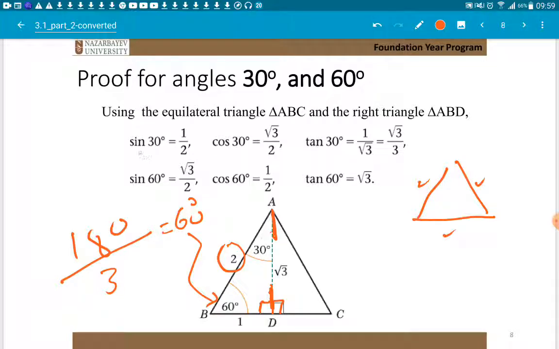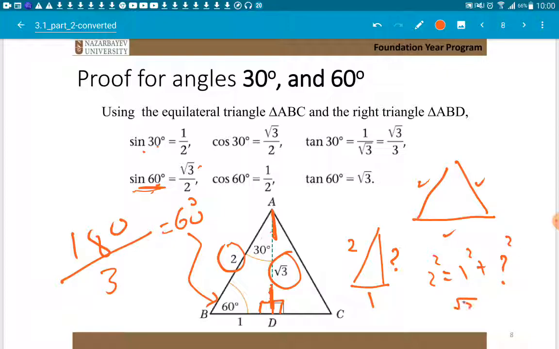Now you could apply sine 30, or let me start with 60. Sine 60 here is the opposite over hypotenuse. Opposite is root 3. How do we get this root 3? We get it from the Pythagorean theorem. This is the question mark, this is 2, this is 1. So 2 squared equals 1 squared plus the question mark squared. When you apply it, you will find that this is just root 3. Then sine 60 is opposite over hypotenuse, root 3 over 2. You just apply the formula and you get all you need.